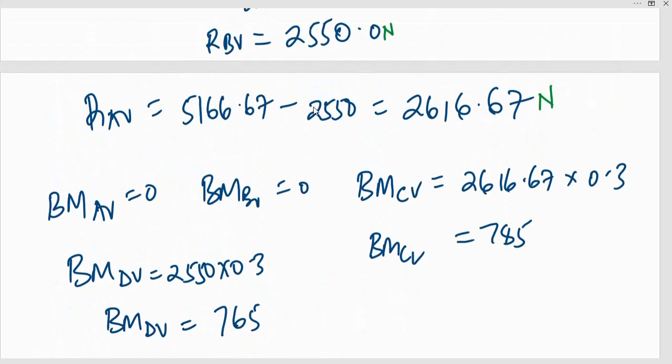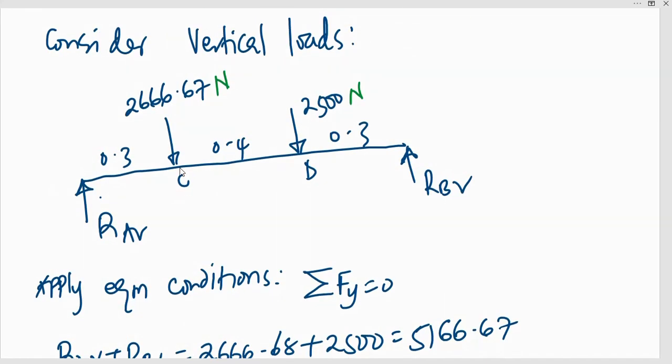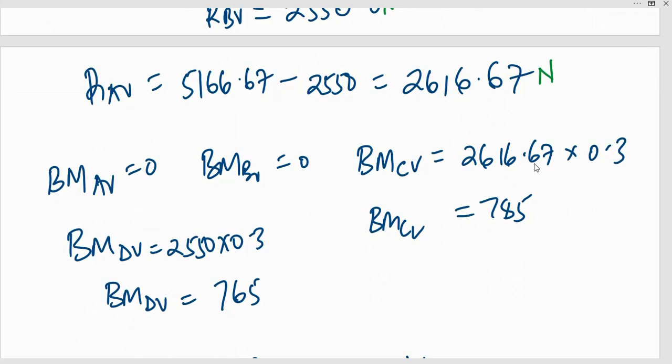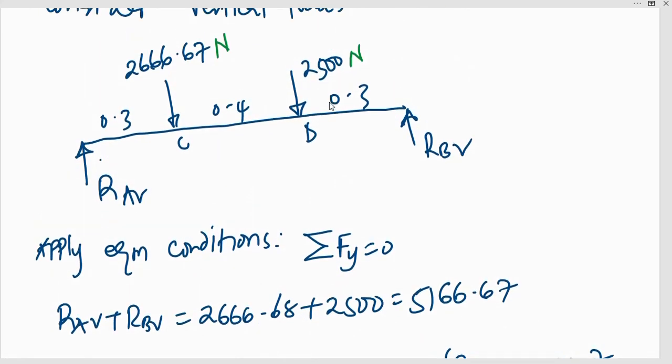At C, I will go to C. The bending moment I will experience will be as a result of RAV, or as a result of this force and that force. But since this is simpler for me, I will get RAV times 0.3. I will get the bending moment at C. Okay, and this gives me 2616.67 times 0.3, which gives me 785 Newton meter. Then I go to D. The bending moment experienced here is as a result of this force and that force.